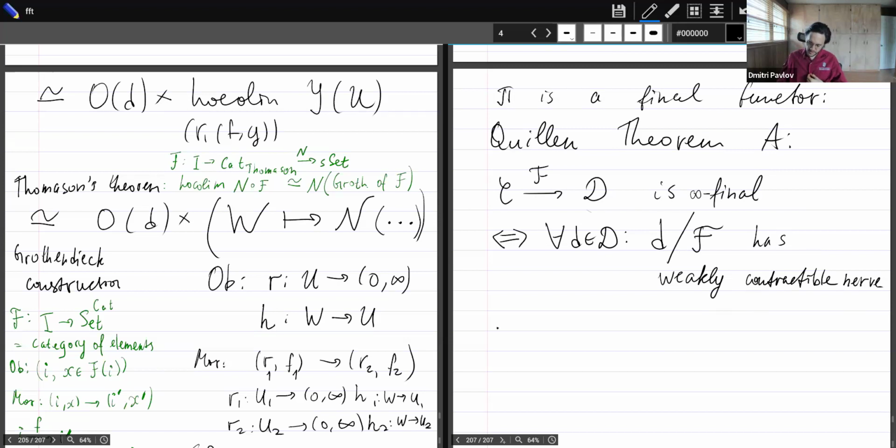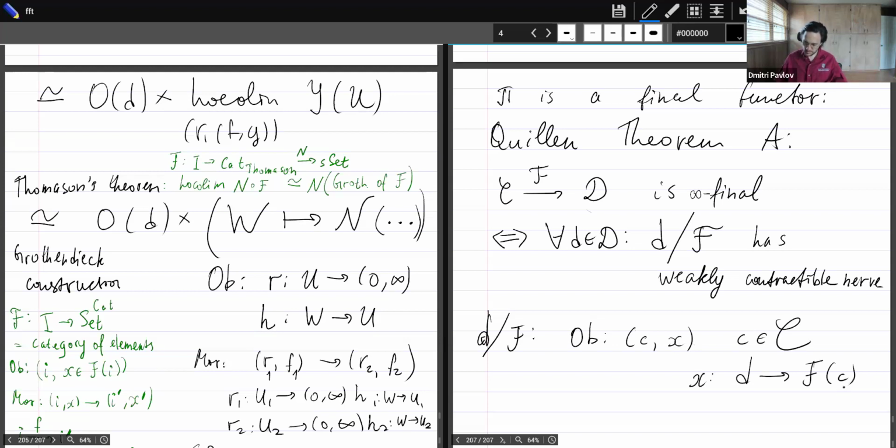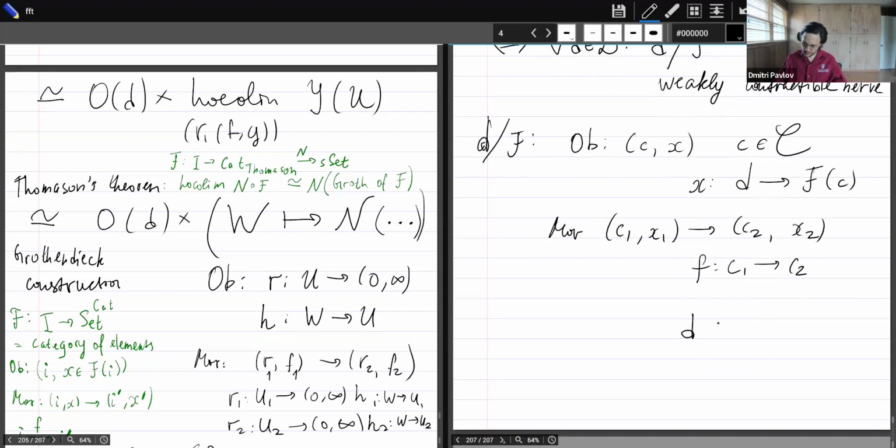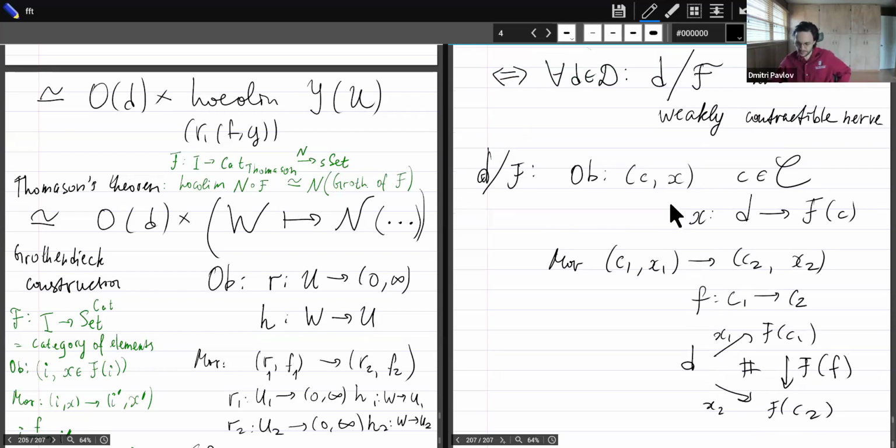Well, and what is the comma category? Again, D over F has objects pairs (C, X), where C is an object in capital C, and X is a morphism from D to F of C. And morphisms from (C1, x1) to (C2, x2) are precisely a morphism f from C1 to C2 such that the diagram with x1, F of C1, x2, F of C2, and F of f commutes. That's what a comma category is.